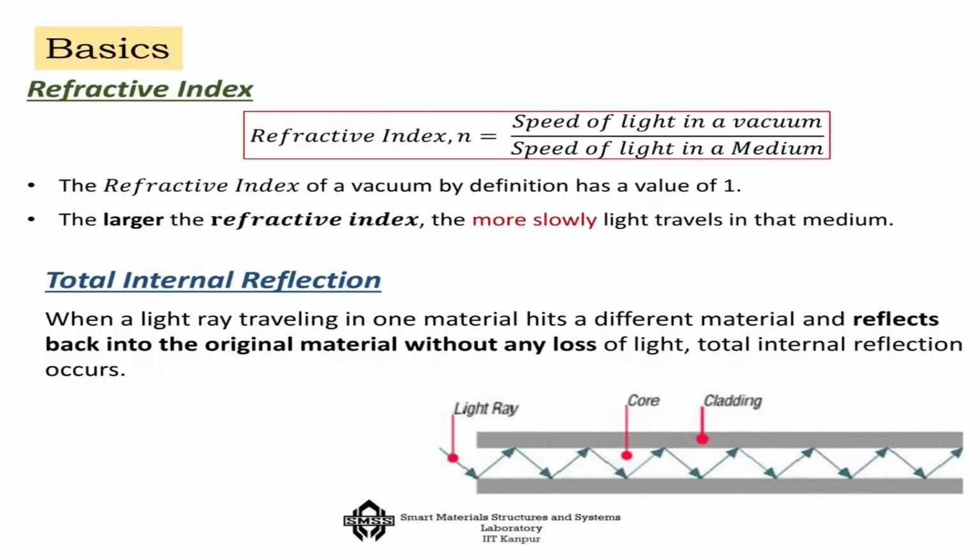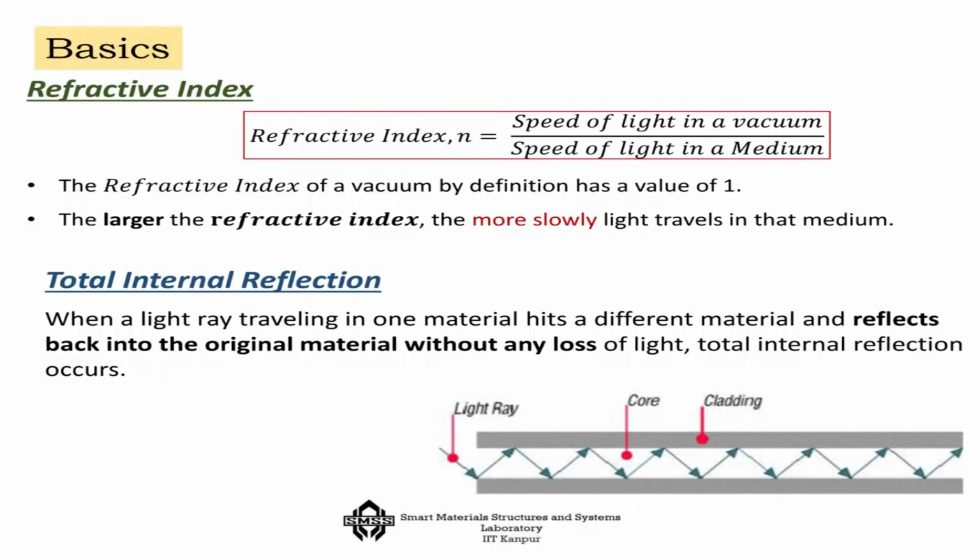Now, how is this cladding able to contain the signal inside the core? To know that, we have to know a little bit of the basics of refractive index. In the last lecture also I told you that the refractive index n is defined as a ratio of the speed of light in a vacuum and the speed of light in a medium.